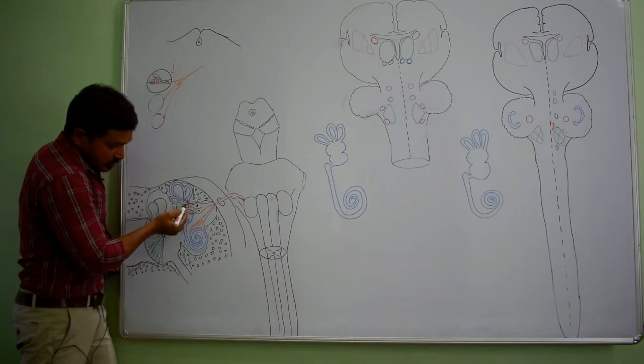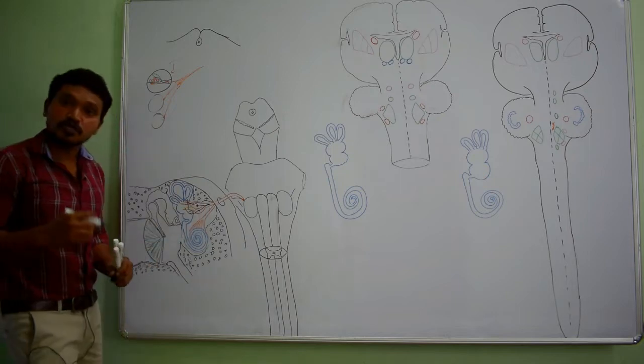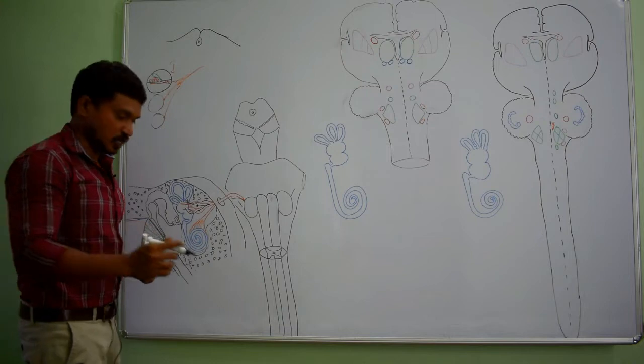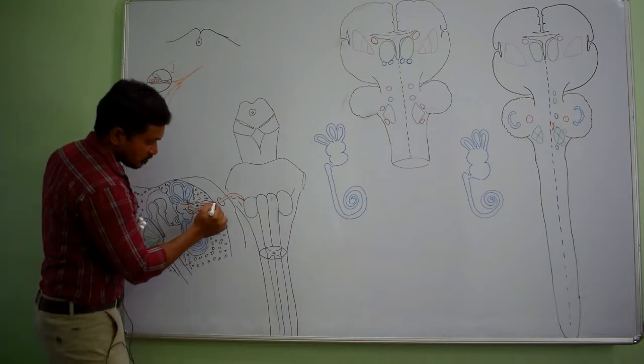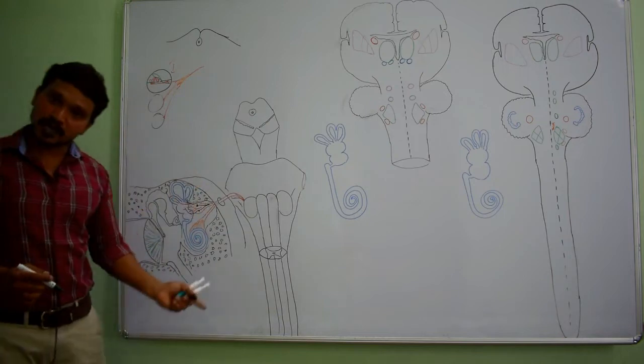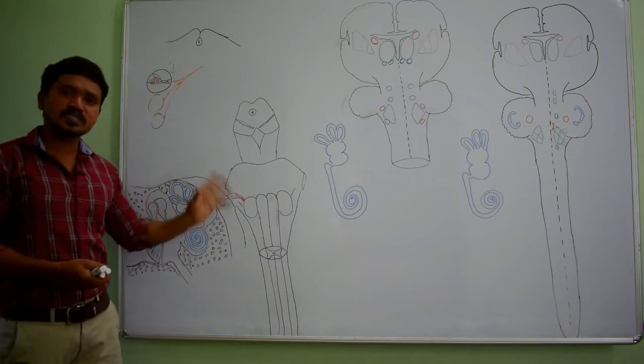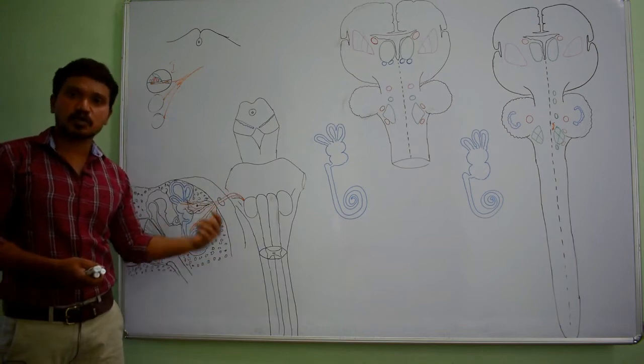These are the peripheral processes. From here the central process will be there, no? These central processes form the nerve. This nerve is the vestibular part of the vestibulocochlear nerve, and these nerve fibers pass through this nerve and attach to the brainstem at the junction of pons and medulla oblongata. So this is about the gross anatomy of the vestibulocochlear nerve.